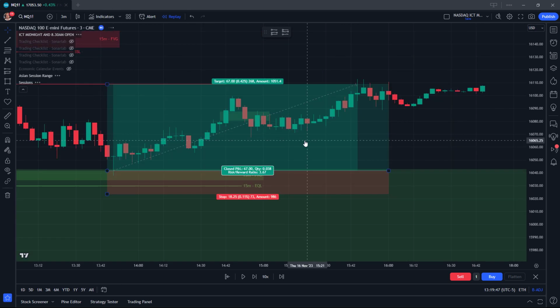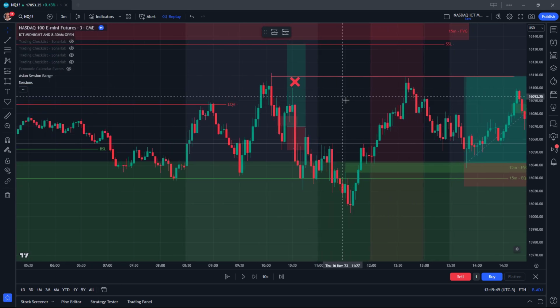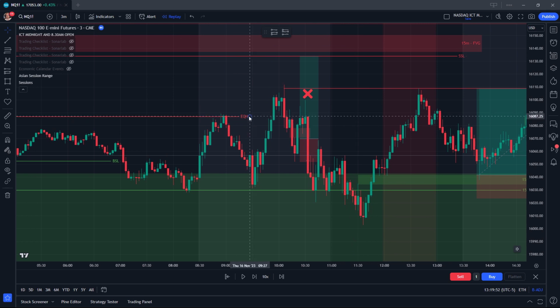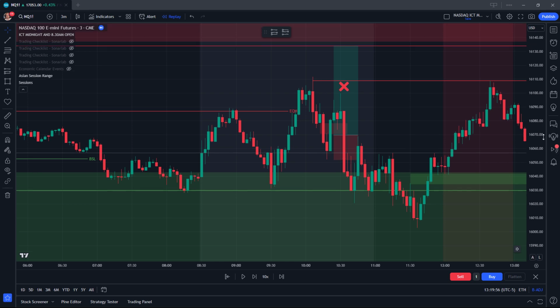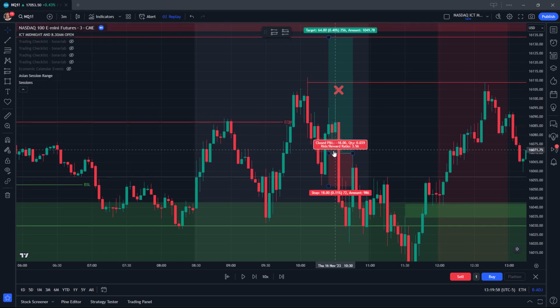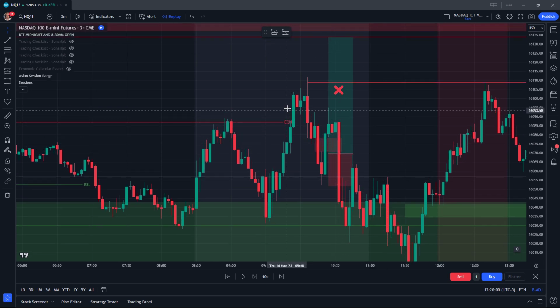Let's look at the trade that failed. Okay, so I did actually do something wrong. The whole idea is that you don't try and take a buy. You don't try and buy just after sell side liquidity has been taken. That was an oversight there.